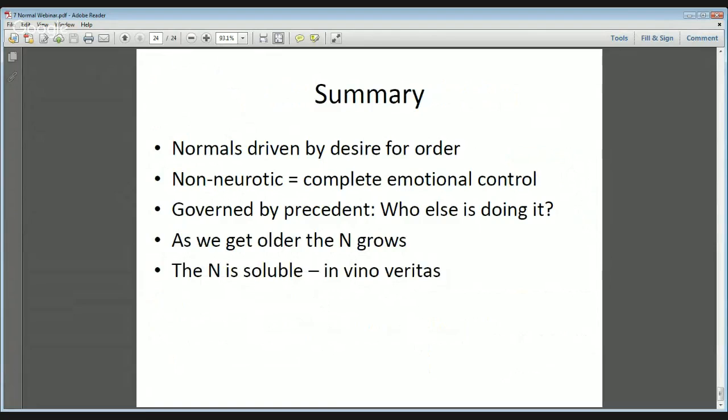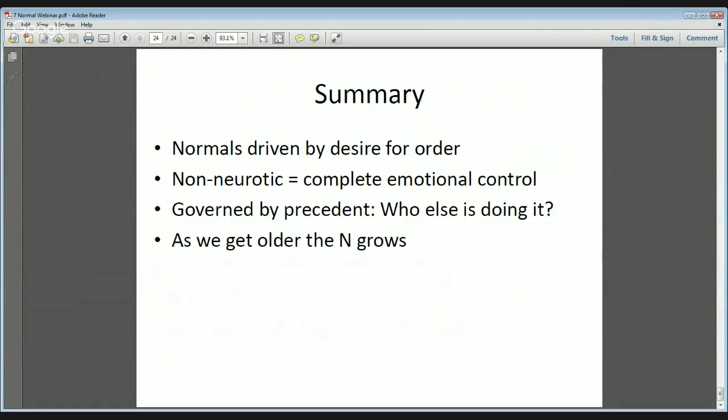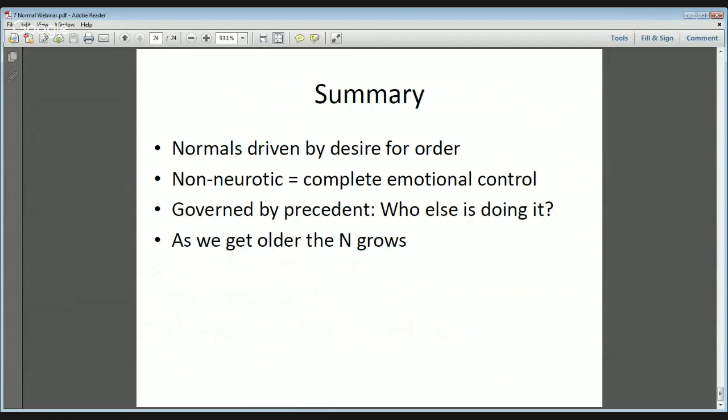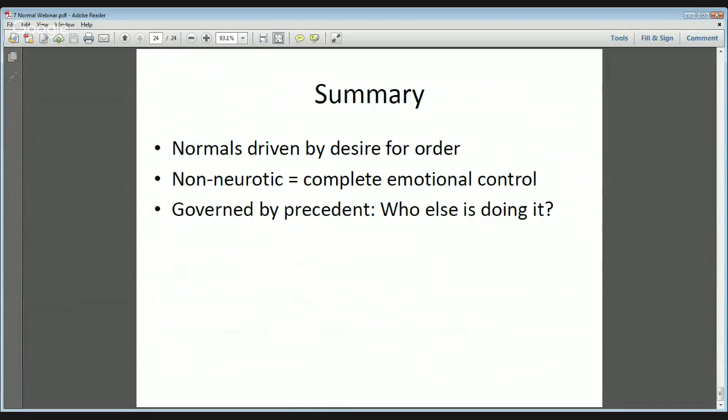With normals, two things to remember: always argue that this is the logical, rational thing to do, and always remember and refer to the procedures manual. They are the classic bureaucrats. They like to have a procedures manual. In fact, the first task that they will often do when they go to a new company or new organization is say, where is the procedures manual, and sit down. Well, that summarizes the normal.